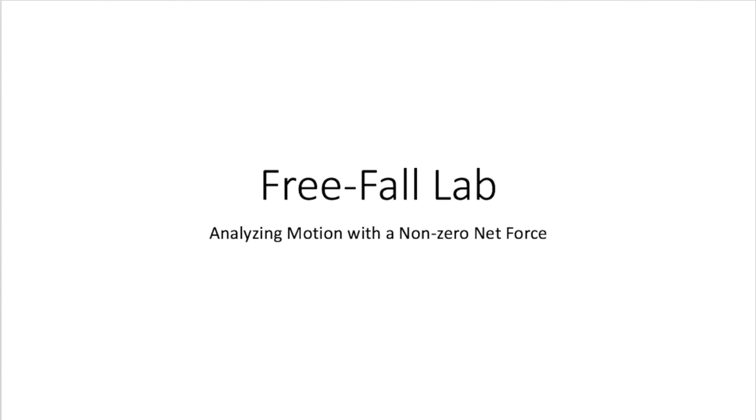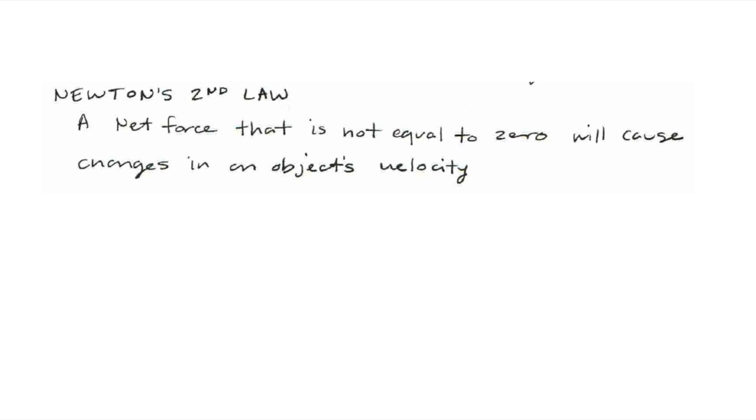In this lab, we observe the motion of an object dropped from rest, which falls vertically in the negative y direction. This motion will be analyzed using Newton's second law, which states that a net force that is not equal to zero will cause changes in an object's velocity.